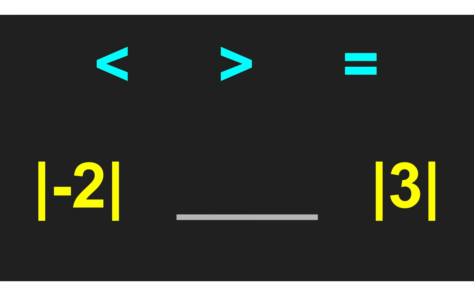All right, so this one is yours. What do you think? Is absolute value of negative 2 less than, greater than, or equal to the absolute value of 3? Write it in your journal. Here's one more for you. Negative 4 less than, greater than, equal to the absolute value of negative 5.